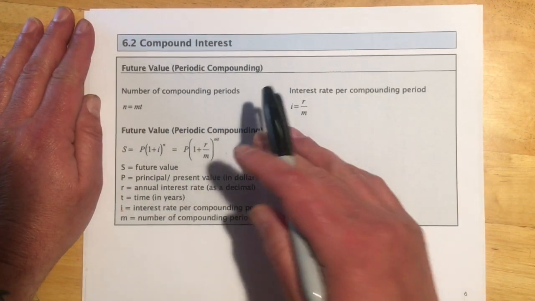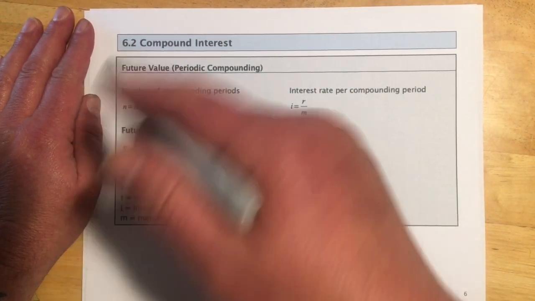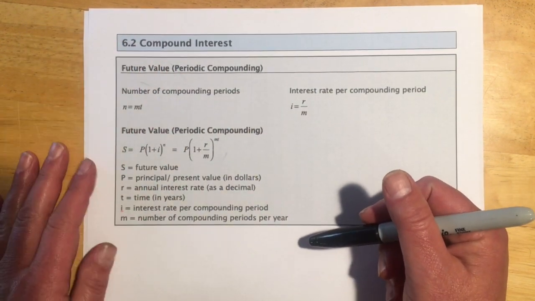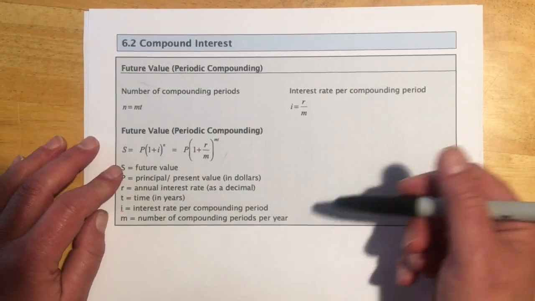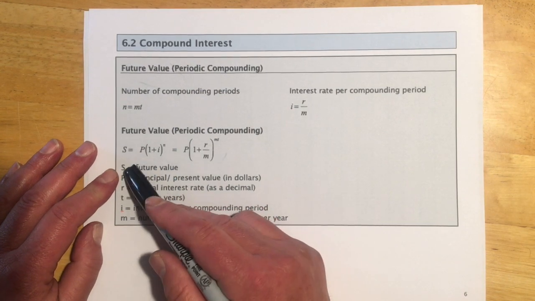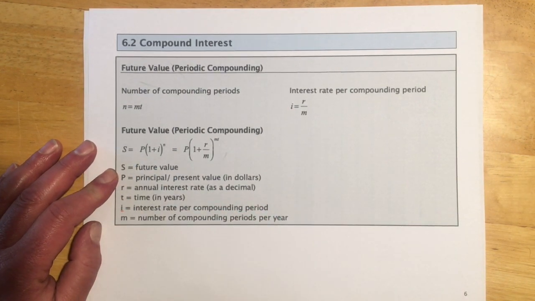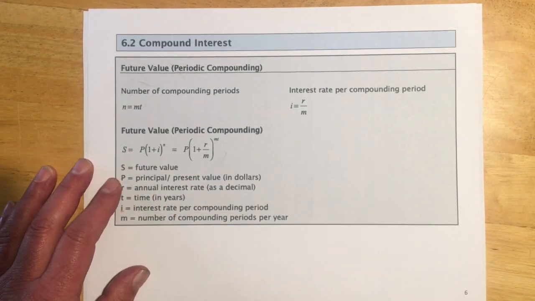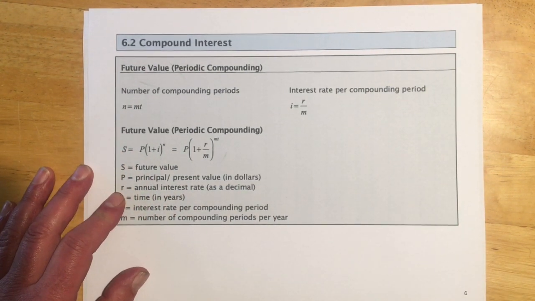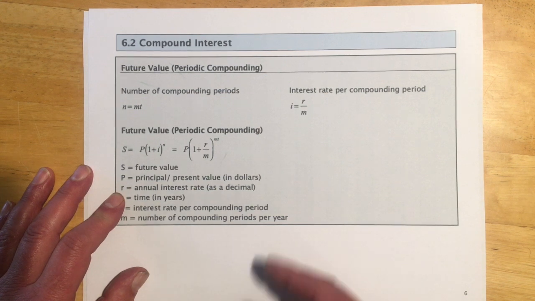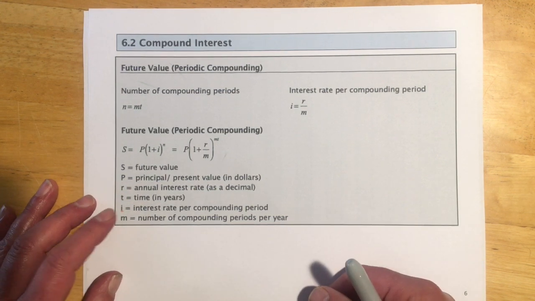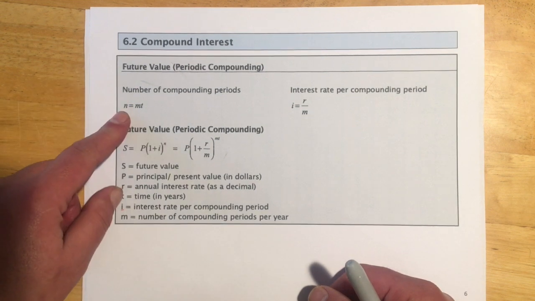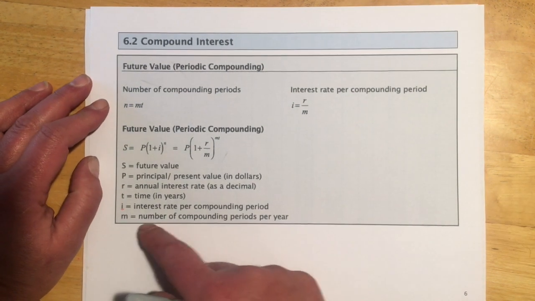And so we have all those same definitions from 6.1, and then we're picking up some new ones in here. So the old ones from 6.1 were future value is S, so that's how much money we're going to have in the future. P was principal or present value, so that's how much money we have today. R was the interest rate as a decimal. T was time in years. And in this section, we're picking up I, M, and N, I think, are the new ones.